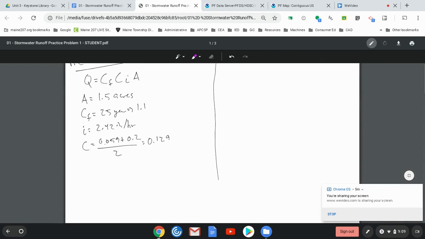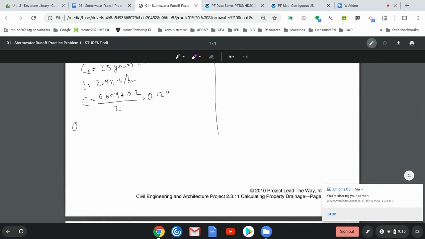0.129. All right, so Q is equal to CF C I A. So that's 1.1 times 0.129 times 2.42 times 1.5. All right, and when you do all that, you get 0.517 cubic feet per second. So that's our pre-development number.